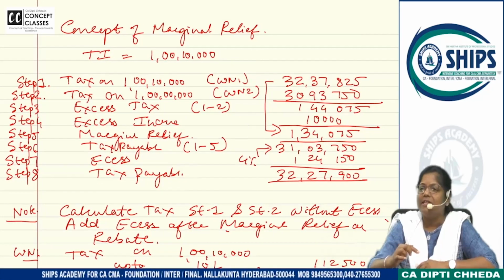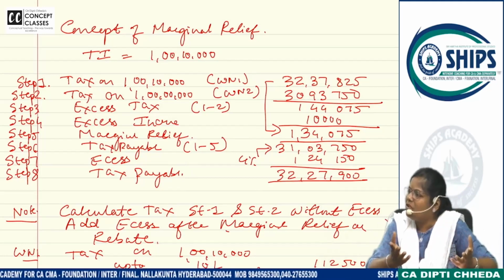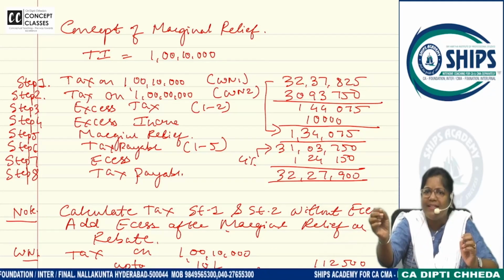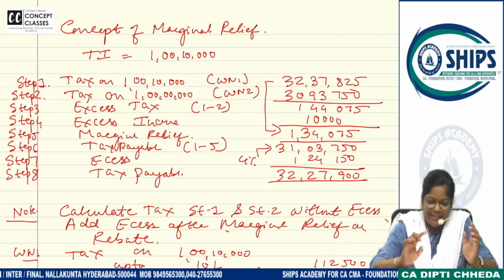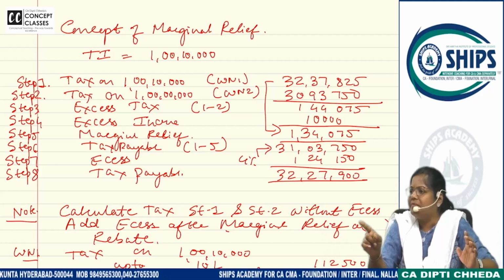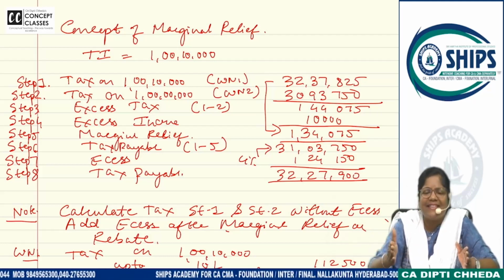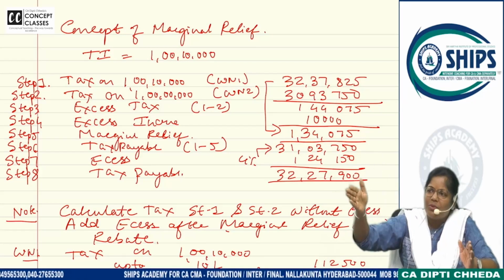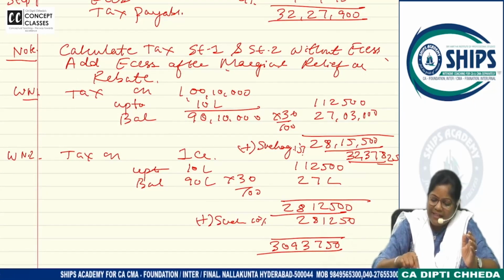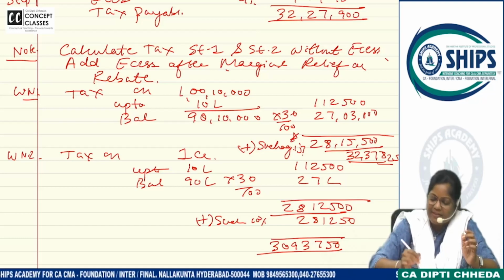Concept of marginal relief. This has nothing to do with beautifying the steps. This is the logic. If my income crosses 1 crore and 10,000, look at step number 1. I have to pay the surcharge. At what rate? 50 lakhs to 1 crore. What are the surcharge rates? 1 crore to 2 crore. So here, in working note 1, we have calculated the tax and surcharge at the rate of 15%. Can you see here?